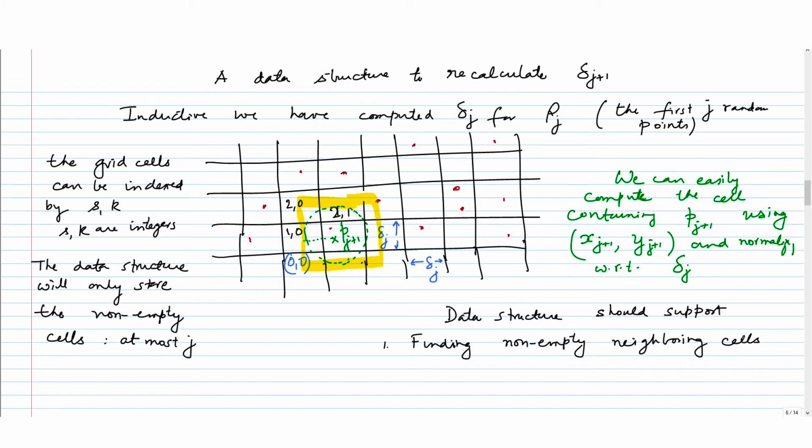So I first compute this one. This is the first thing that we do, that we actually compute the cell that contains the new point, the green point, and then we need to fetch the non-empty cells around it. So how are you going to store those cells and fetch those cells? And how many possible cells are there? How many cells can this disk intersect?